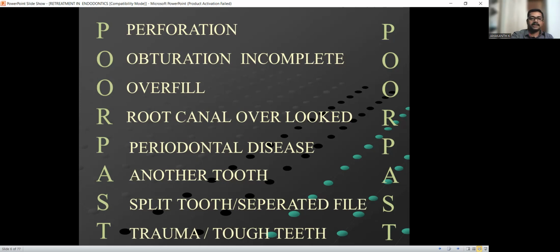It can be a perforation or incomplete obturation, over obturation, a missed or overlooked root canal, periodontal disease leading to the failure, another tooth, a split tooth or separated file, then trauma or tough teeth to treat.